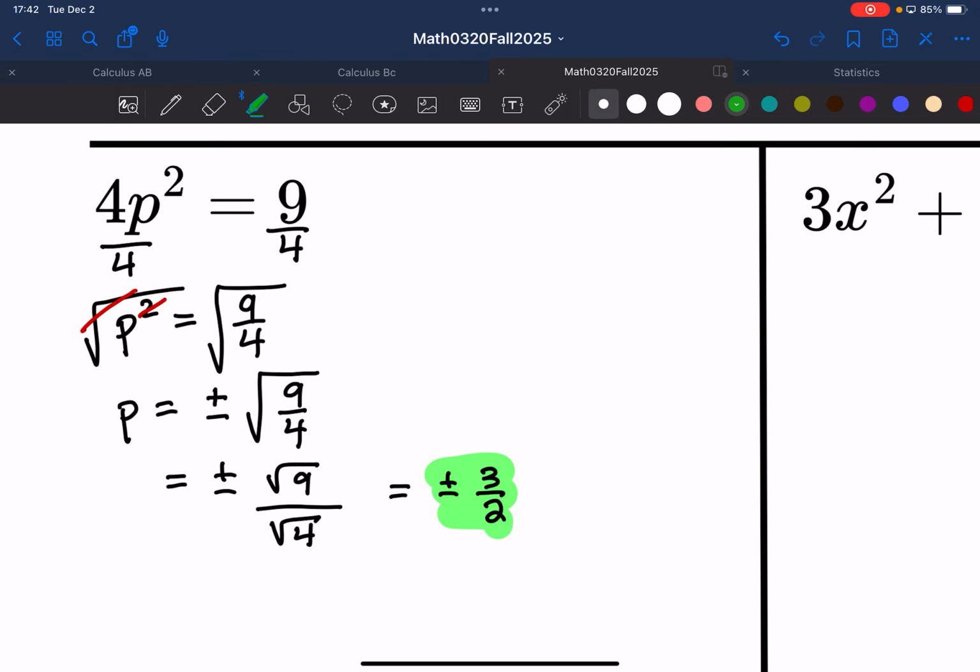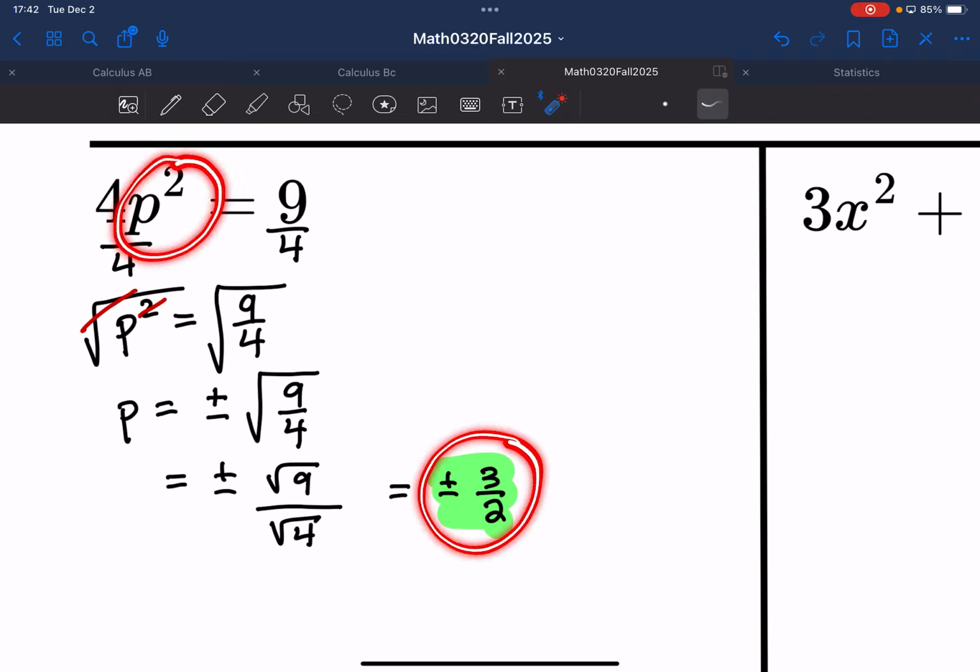It's plus or minus because if we were to plug this back in and check, and we don't have to do that for this, but if we were to plug it back in to check, this is going to be p squared when we plug this in. So we have to think of both the positive and the negative term, because what happens when you square a negative number? It turns positive. So we don't know if the original p-value was a positive value or a negative value. So we have to assume that these are two possible answers.